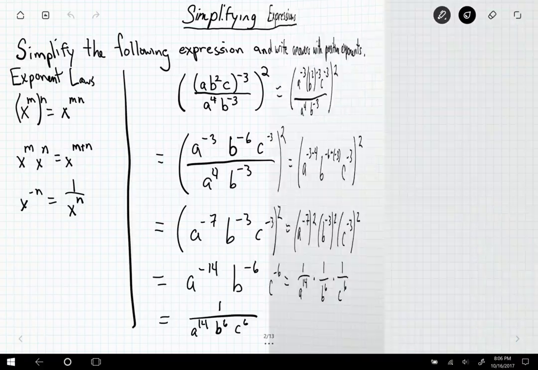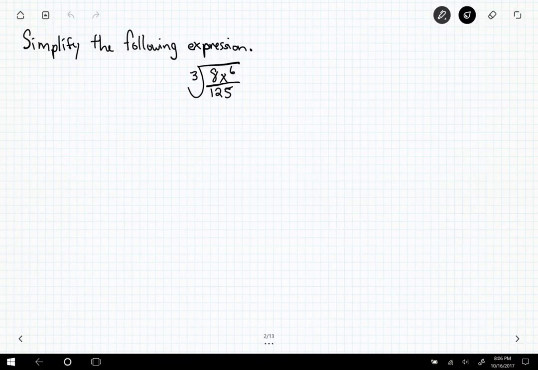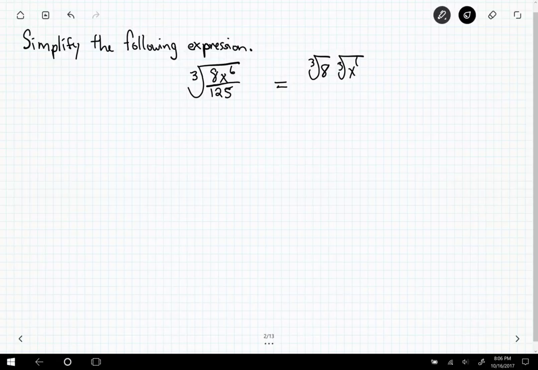Another thing that starts to scare some people is when we have roots of this nature. You see this, it looks like a square root symbol, but with that 3 it actually means what we call a cube root. So we have the cube root of 8, and then we have x to the 6th, and then we have this 125 in the denominator. An easier way for us to break that up, this is actually the cube root of each part. So this is the cube root of 8 and the cube root of x to the 6th all over the cube root of 125.